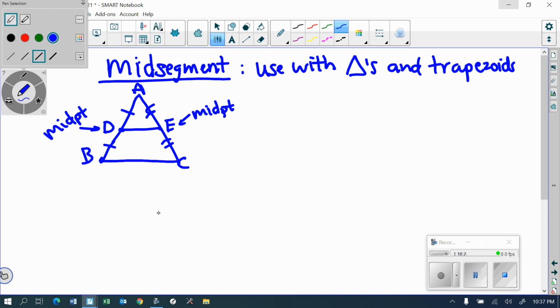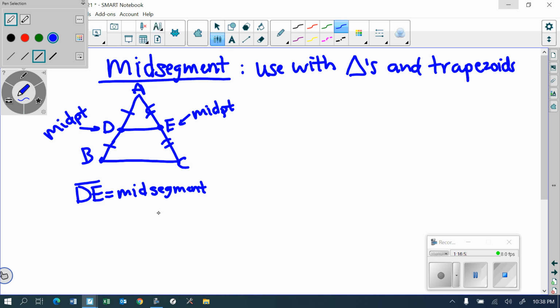Middle point of a segment. Because D is a point and E is a point. So midpoint versus segment. Now that I have that those are midpoints, segment DE is called a mid-segment because, again, it's a segment. It's not a point as D and E are, it's a segment. So it should be common sense. We call it the mid-segment.